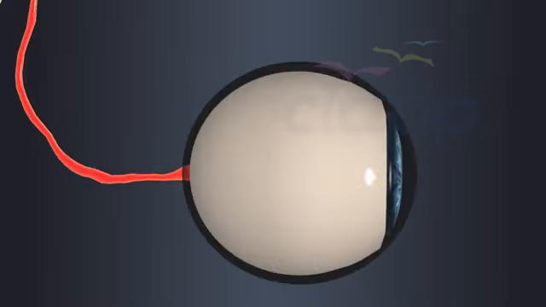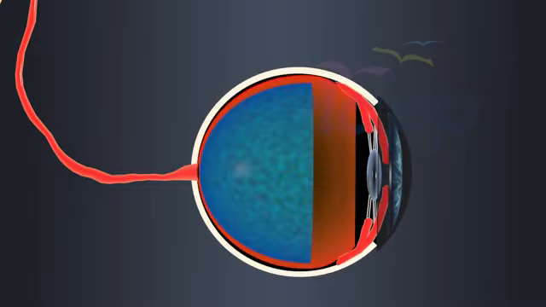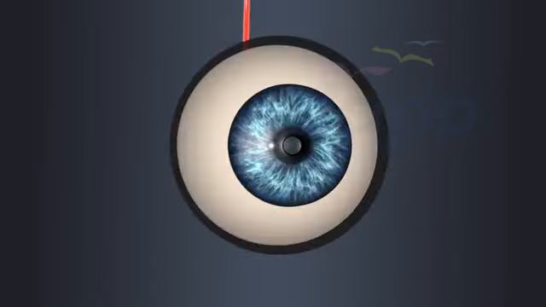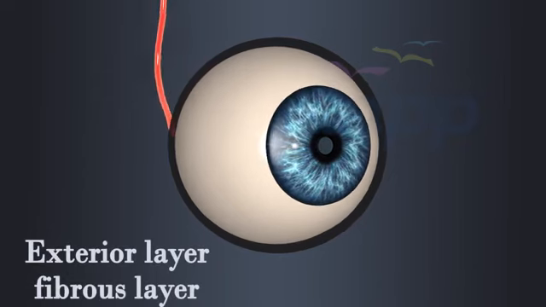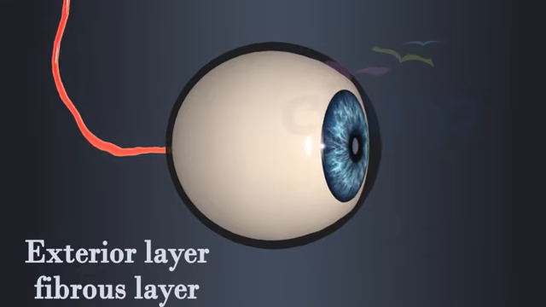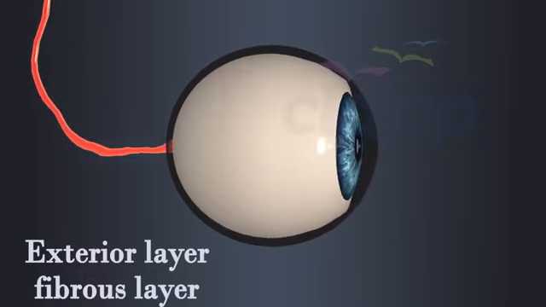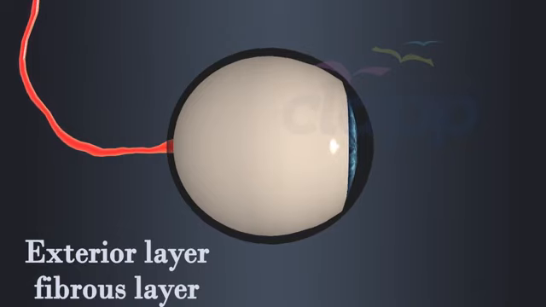The internal structures of the eye consist of three layers of tissues arranged concentrically: exterior layer, middle layer, inner layer. These are the three layers of the eyeball wall. Exterior layer. The outer layer of the eyeball is a tough, white, opaque membrane called the sclera. The white of the eye, made up of fibrous tissues. It is also known as fibrous layer.